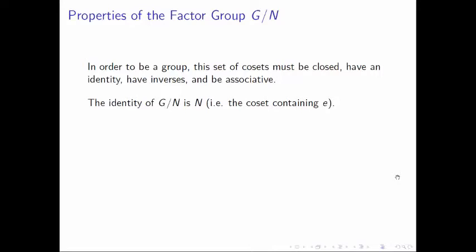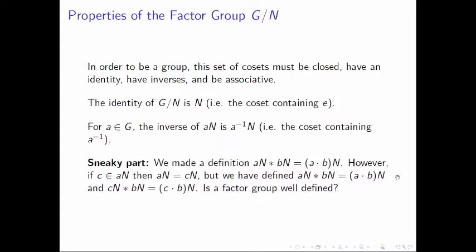And if you think about it, hopefully that should make sense. The coset that serves as the identity is the coset that contains the original group's identity. Similarly, if you're looking for inverses, if a is an element of G, then the inverse of the coset that contains a is the coset that contains its inverse. Now, associativity is something we basically never check because it's quite tedious.